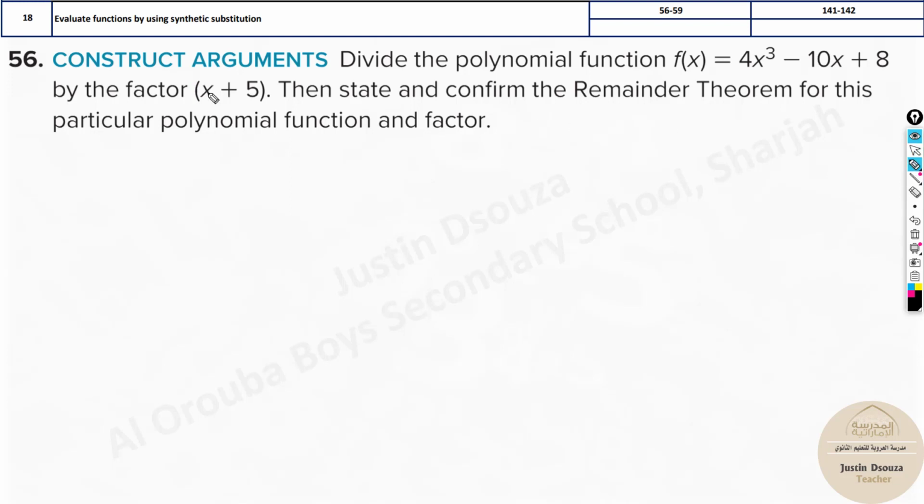Whatever is given to you to divide, this is the divisor, isn't it? x plus 5, make it equal to 0. x is equal to minus 5. So this is very important. Looking at this, just change the sign, minus 5, write it like this. What are the other terms? Here we have 4x cubed, there is no x squared, so it's 0x squared minus 10x plus 8. And now let's substitute: 4, first term, 0, next term, minus 10, and lastly 8.